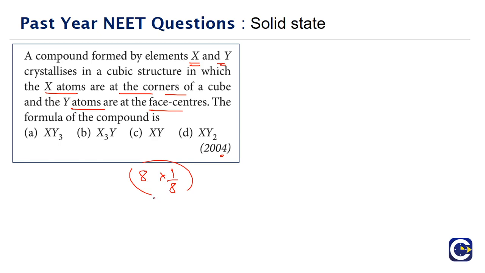And the atoms of Y are at the face centers. How many face centers are there? There will be 6 face centers. Each face center, what is the contribution? 1 by 2 for the unit cell, because a face center will be shared by 2 unit cells. Then they are asking what is the formula of the compound.